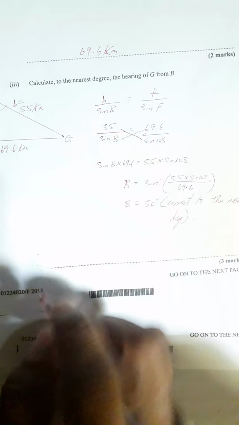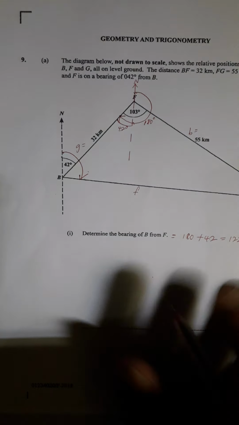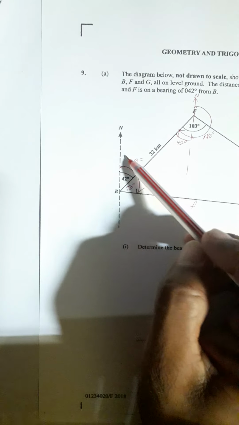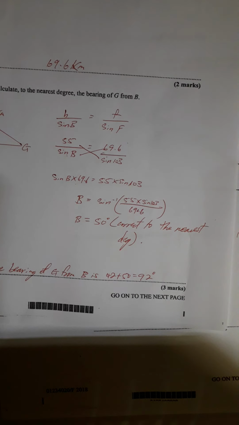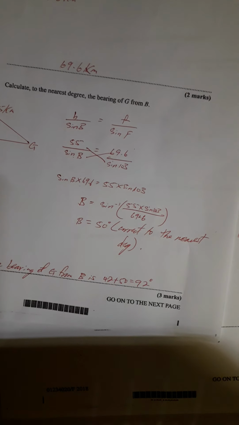Oh, no, we're not finished just yet. The bearing of G from B. So what we can write, the bearing of G from B is, let us go back here. So we found this part to be 50 degrees, so it will be 42 plus 50. That should give us 92. 42 plus 50 equals 92 degrees. That's the bearing. Yep, and that should give us the 3 marks. If we stop here, that's only 2 marks. That will give us the full 3 marks.